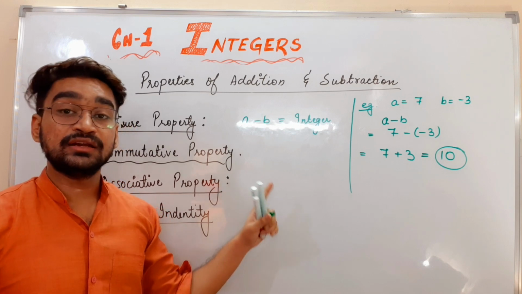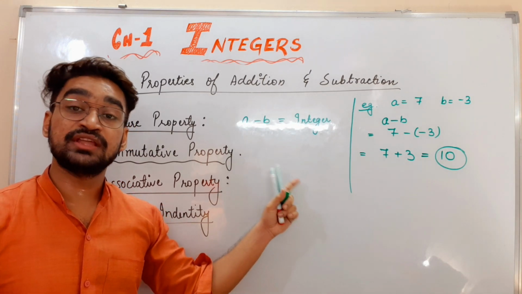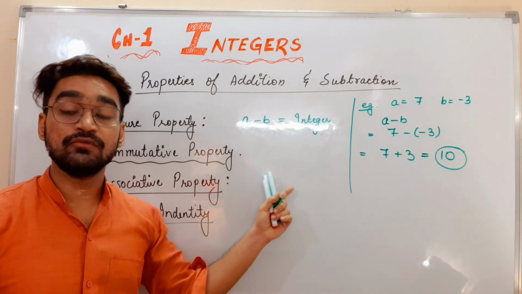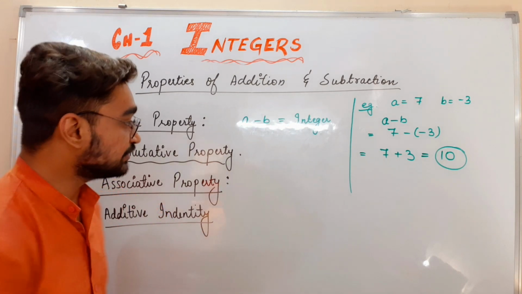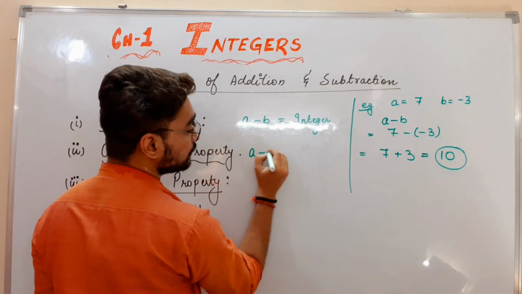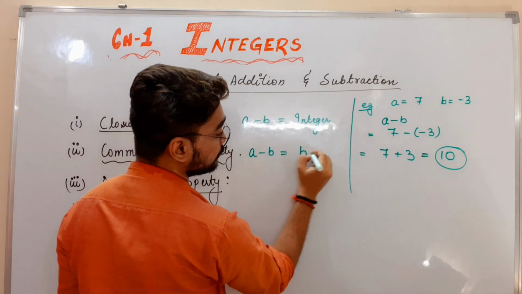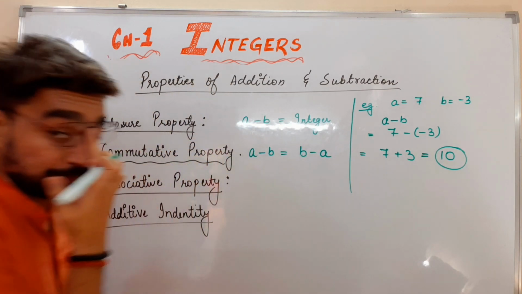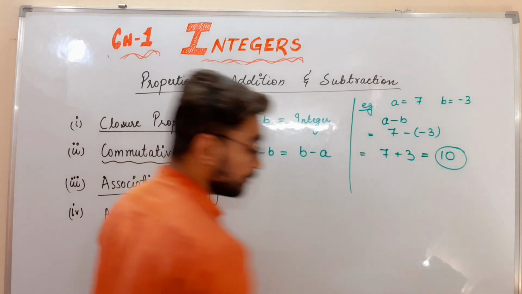Now let's check the commutative property. Do you remember that in the case of addition we were changing the place, the interchangeability? a plus b was equal to b plus a. So let's check here whether a minus b will be equal to b minus a or not.